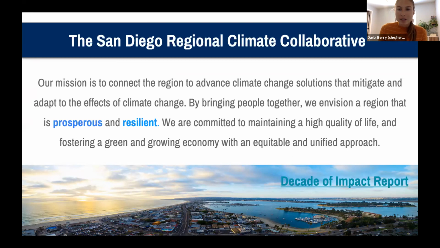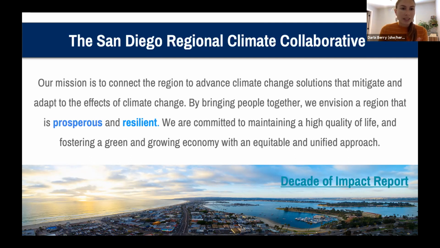We envision a region that moves forward together, which is prosperous and resilient. So we focus our program areas in four different areas around energy efficiency, water, equity, coastal resilience, and all of that with a lens of adaptation lately.